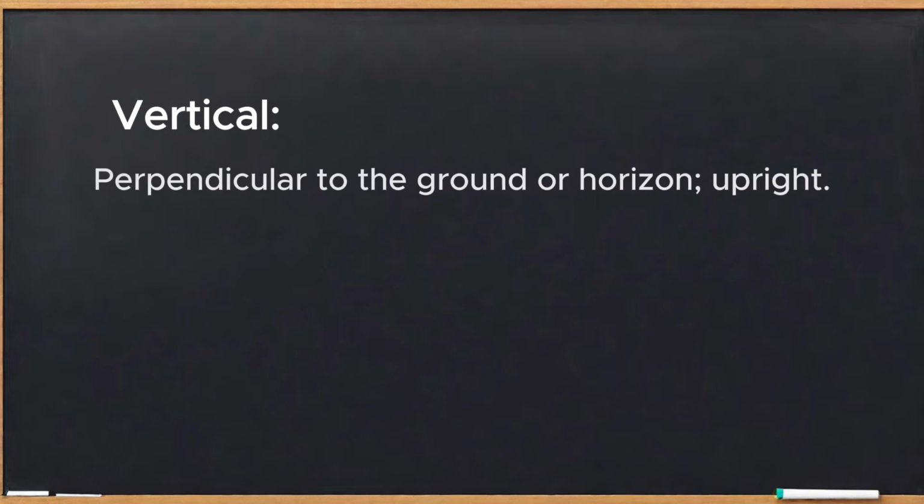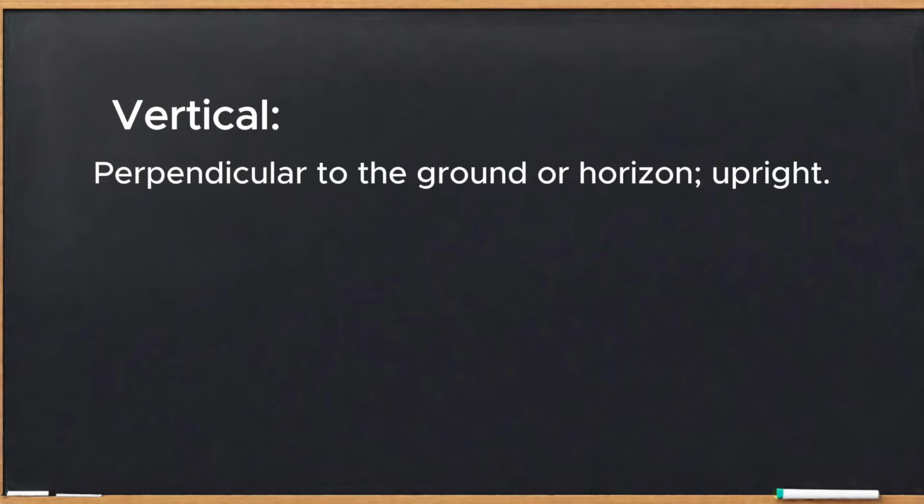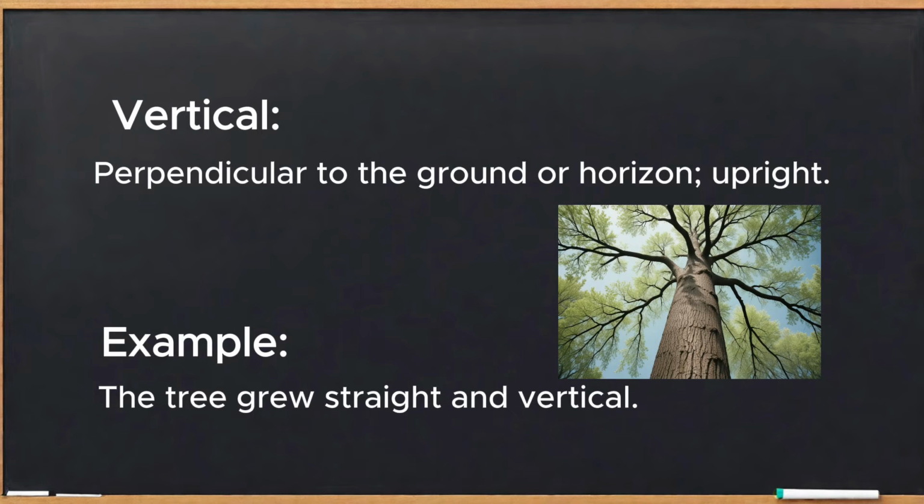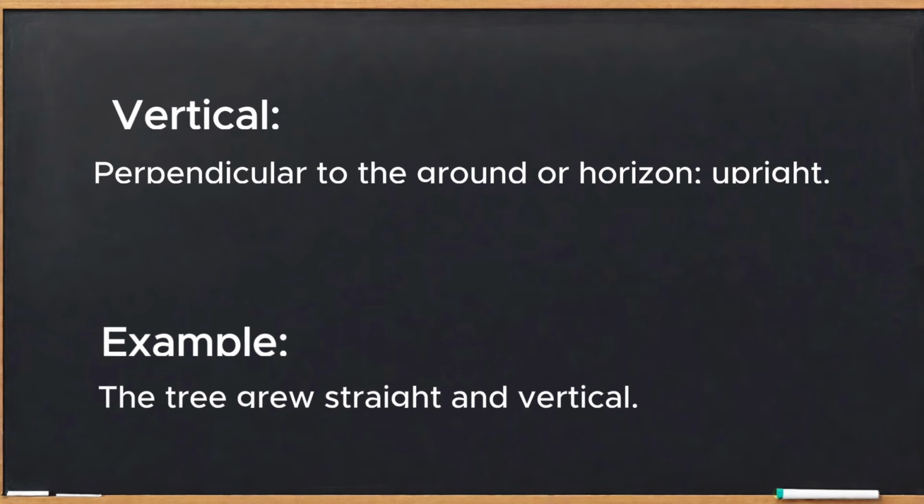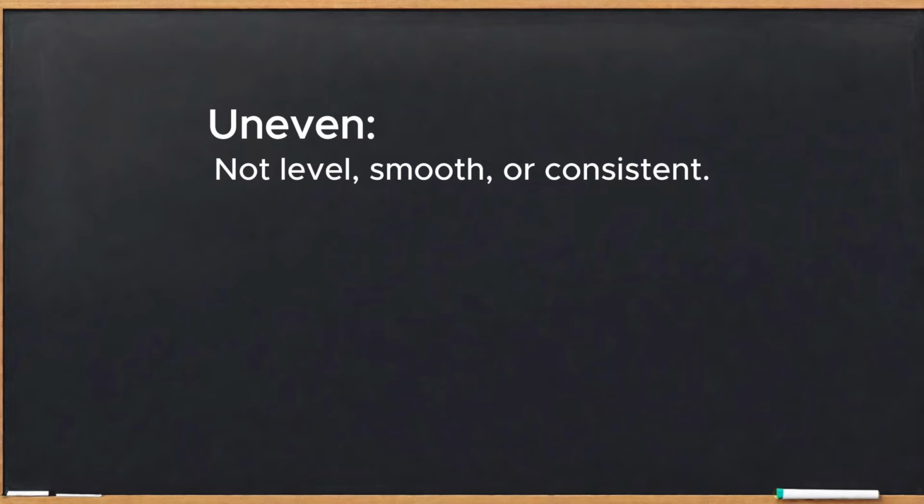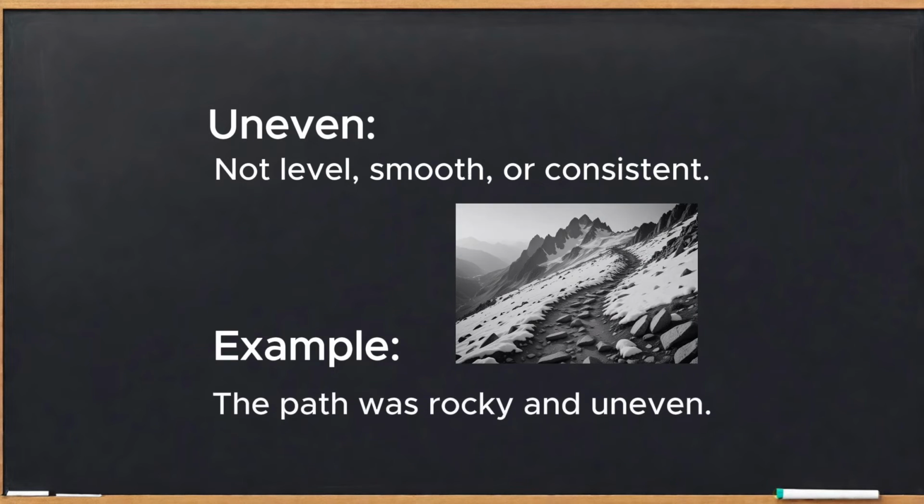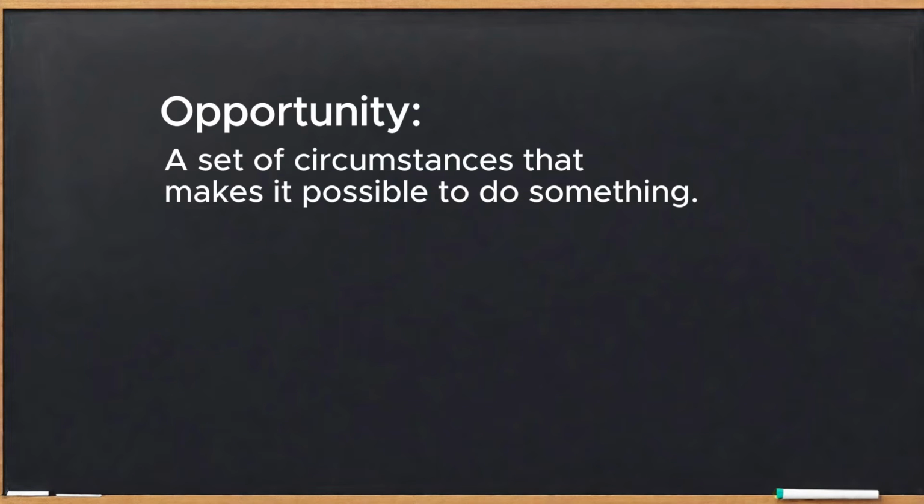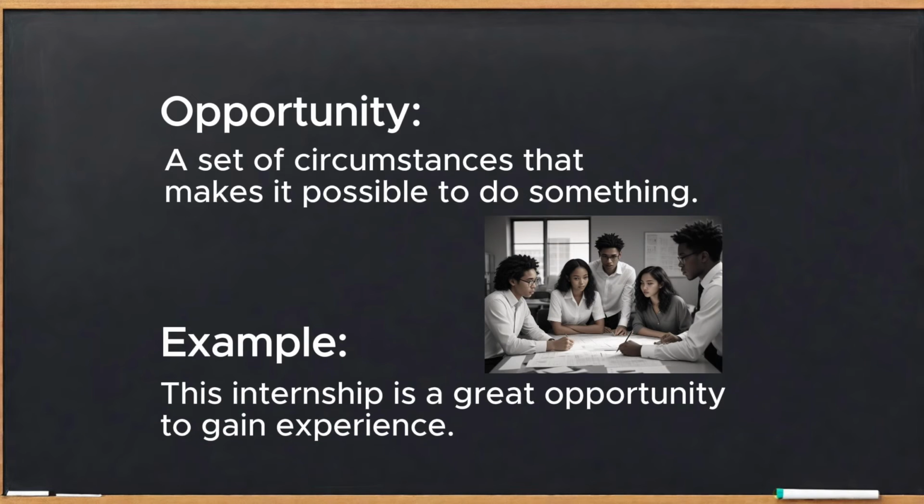Vertical. Perpendicular to the ground or horizon, upright. Example: the tree grew straight and vertical. Uneven. Not level, smooth, or consistent. Example: the path was rocky and uneven. Opportunity. A set of circumstances that makes it possible to do something. Example: this internship is a great opportunity to gain experience.